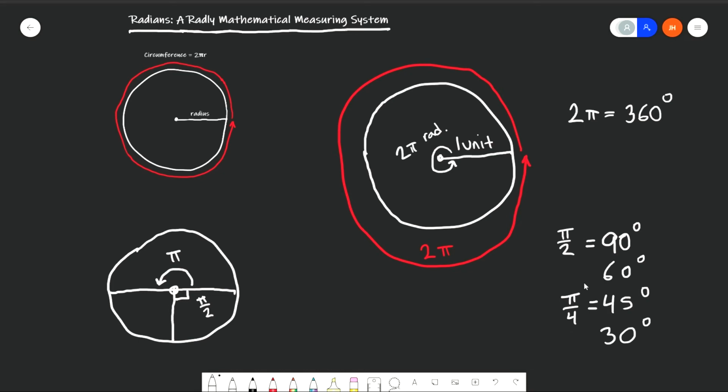Okay. What about 30 degrees? 30 degrees is 1/3 of 90, right? So in order to get 30 degrees, I would need to do 1/3 of pi over 2, which would be pi over 6. And I could actually go from 30 degrees to 60 degrees by doubling it, right? Or I could recognize that 180 degrees is pi, and so 60 is 1/3 of that. So in the end, 60 degrees is pi over 3, y'all.